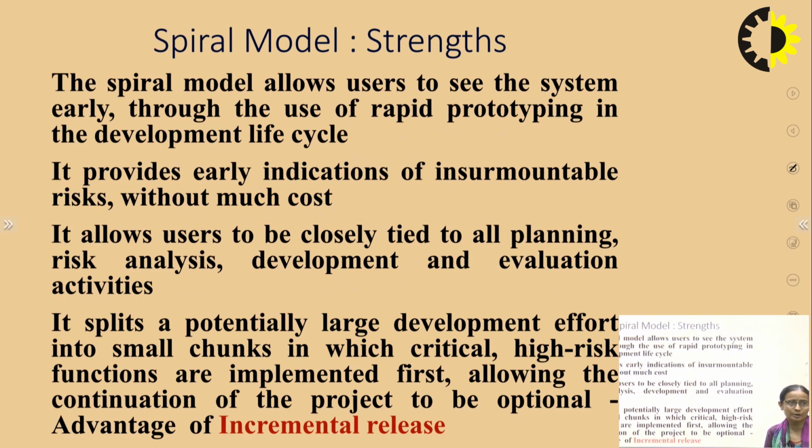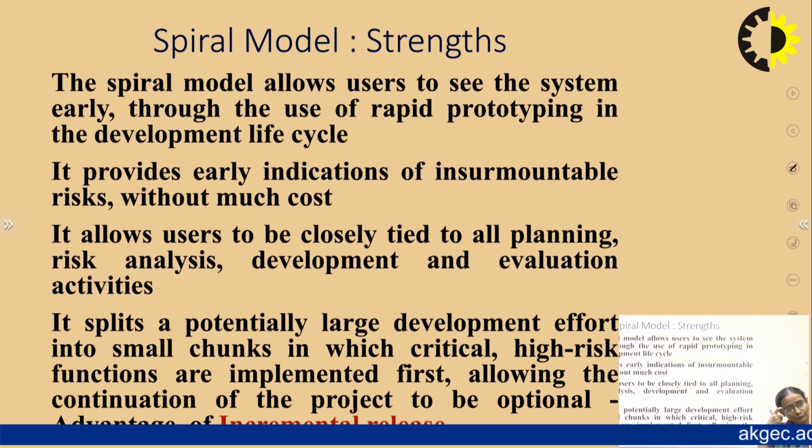So, what are the advantages, the strengths of this model? The spiral model allows the users to see the system early, that is after the first phase. The user can see what that particular system is going to do. Through the use of rapid prototyping in the development life cycle, it provides early indications of insurmountable risk without much cost. It allows the users to be closely tied to all planning, risk analysis, development and evaluation activities. It splits a potentially large development effort into small chunks in which critical high-risk functions are implemented first, thus allowing the continuation of the project to be optional.